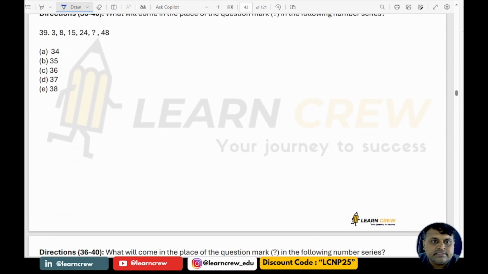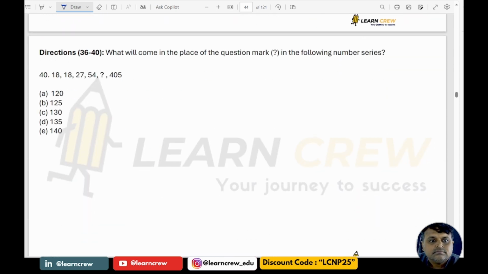Now question number 39. 3, 8, 15. If you see the difference here, it is 5, here it is 7, here it is 9. So here it has to be 11, here it has to be 13. Odd number differences, 24 plus 11, 35. 18 into 1, 18 into 1.5, 27 into 2, 54 into 2.5, so it is 108 plus 27, 135. So 135 is the answer, option D is correct.